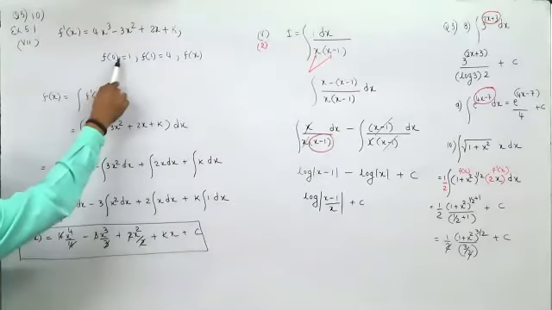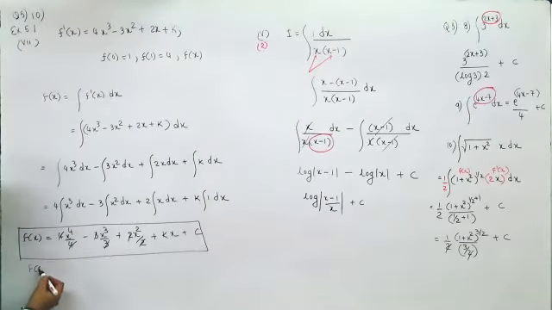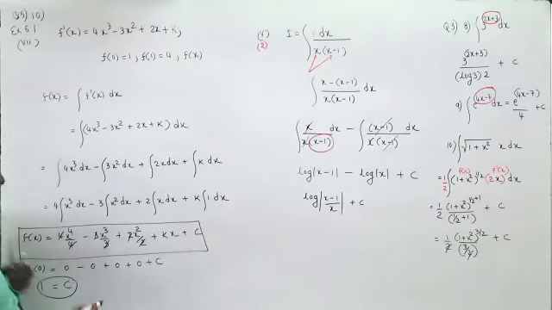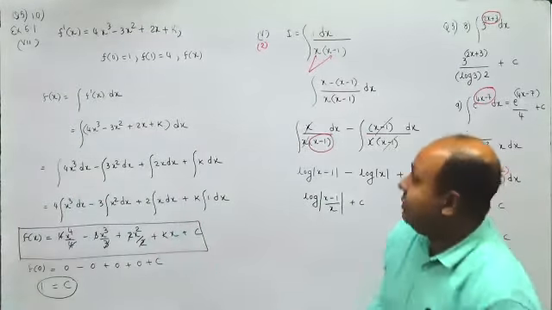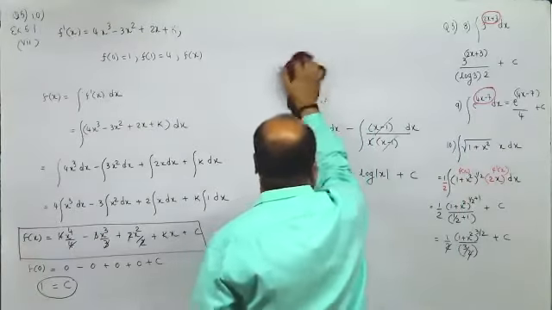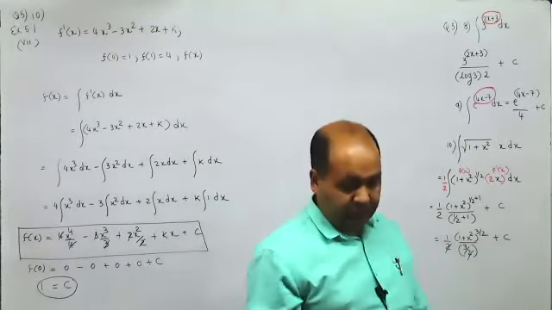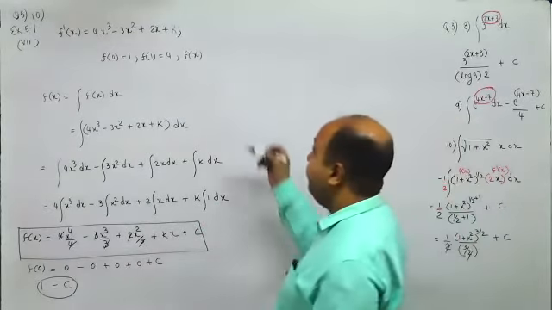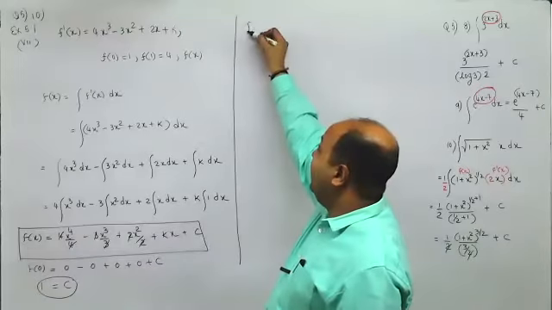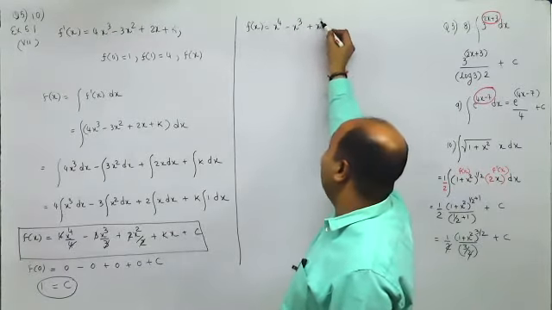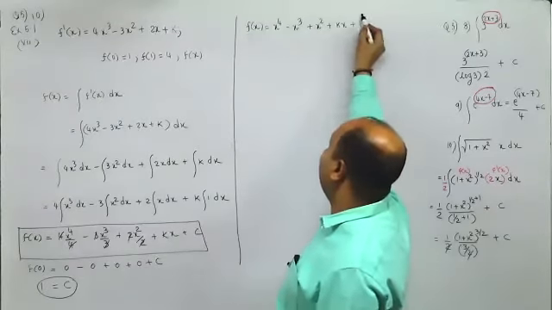Now, they have given you the value of f of 0 is 1. When I put f of 0, x is 0, you get 0 minus 0 plus 0 plus 0 plus c. F of 0 is given to be 1. So 1 is the value of c. Now, I put the value of c as 1. I get f of x equal to x raised to 4 minus x cube plus x square plus kx plus 1.